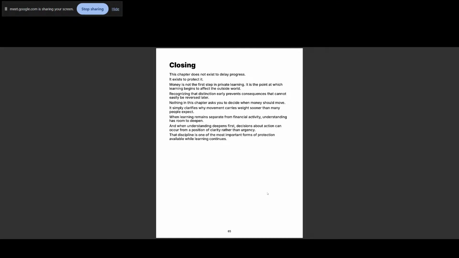Nothing in this chapter asks you to decide when money should move. It simply clarifies why movement carries weight sooner than many people expect. When learning remains separate from financial activity, understanding has room to deepen. And when understanding deepens first, decisions about action can occur from a position of clarity rather than urgency. That discipline is one of the most important forms of protection available while learning continues.